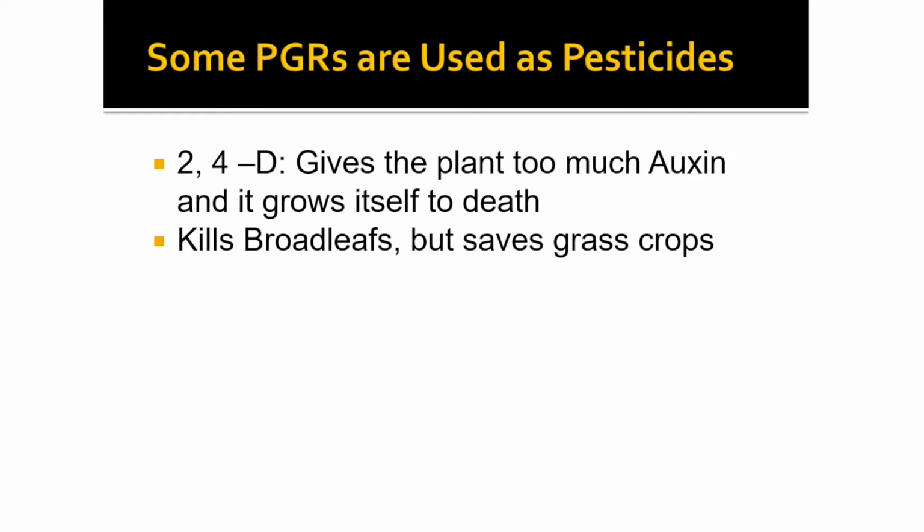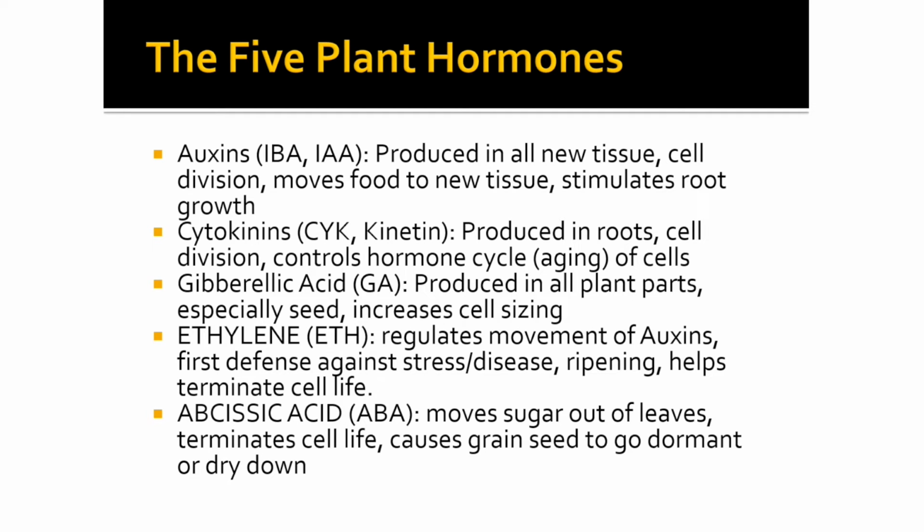So PGRs, you can also use them as pesticides. One good example is a product called 2,4-D, and when you take the PCA test, you'll notice that it's on the test. There are quite a few questions about it, especially on the Arizona test. What it does is it gives the plant too much auxin, which, if you remember, is the plant growth hormone that stimulates shoot growth. So basically, the plant just grows itself to death.